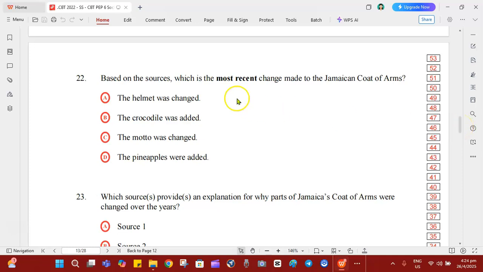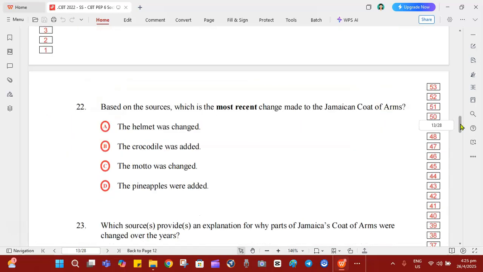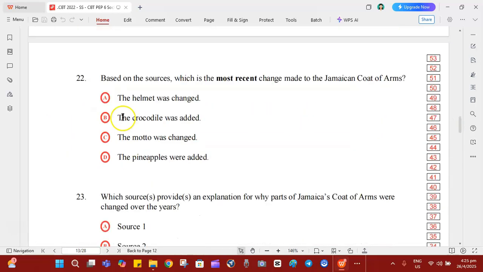Alright, so based on the sources, which is the most recent change made to the Jamaican coat of arms? And you would have to go back each time you do what you're doing, guys. Go back to the sources. Even if you don't see me going back to save time here, you should go back. The last thing that was done was what? The change of the motto. So the answer would be C.